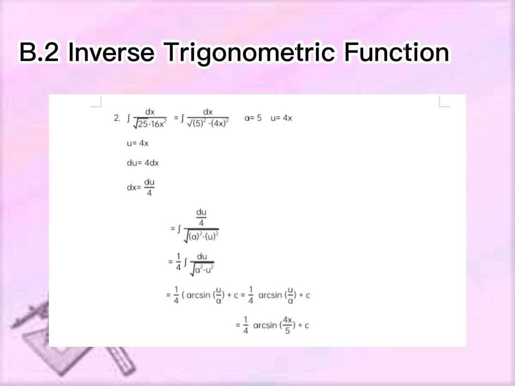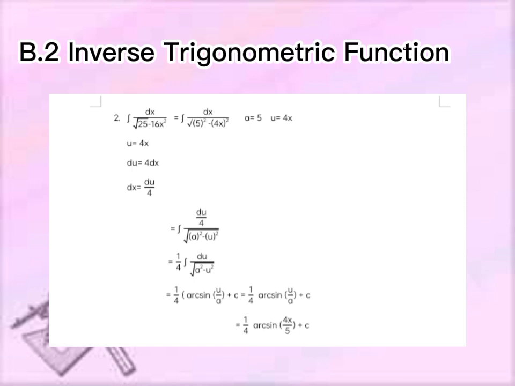Then we get dx, which would be du all over 4, so that we can substitute it here for the dx. So we have the integral of du all over 4 over the square root of a squared, that is 5 squared, minus u squared, where u is equal to 4x. We can factor out 1/4 outside of the integral sign. We have du all over square root of a squared minus u squared, which is an integral yielding arcsin. So we have 1/4 multiplied by the integral of this, and the integral of that would be arcsin of u all over a plus c.